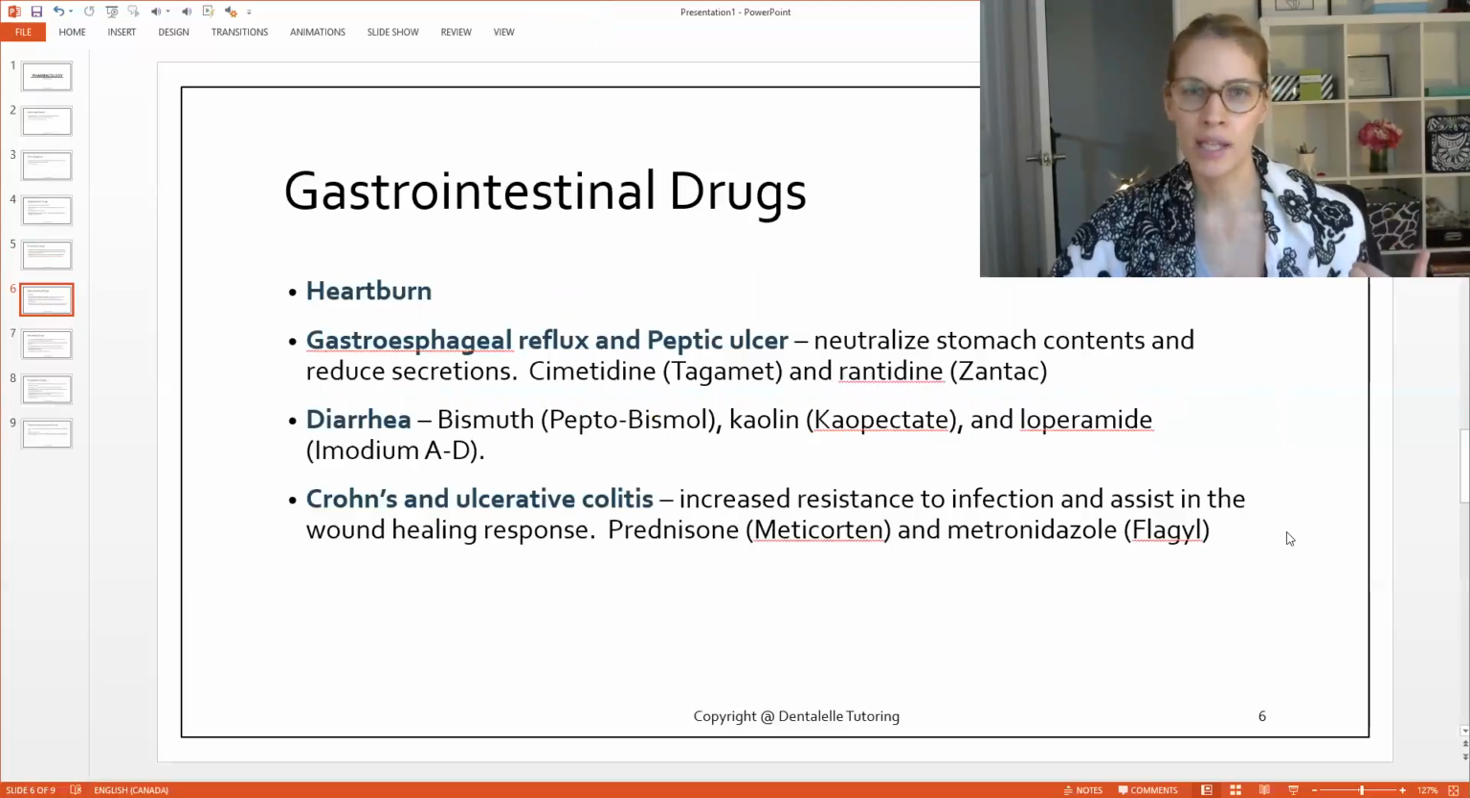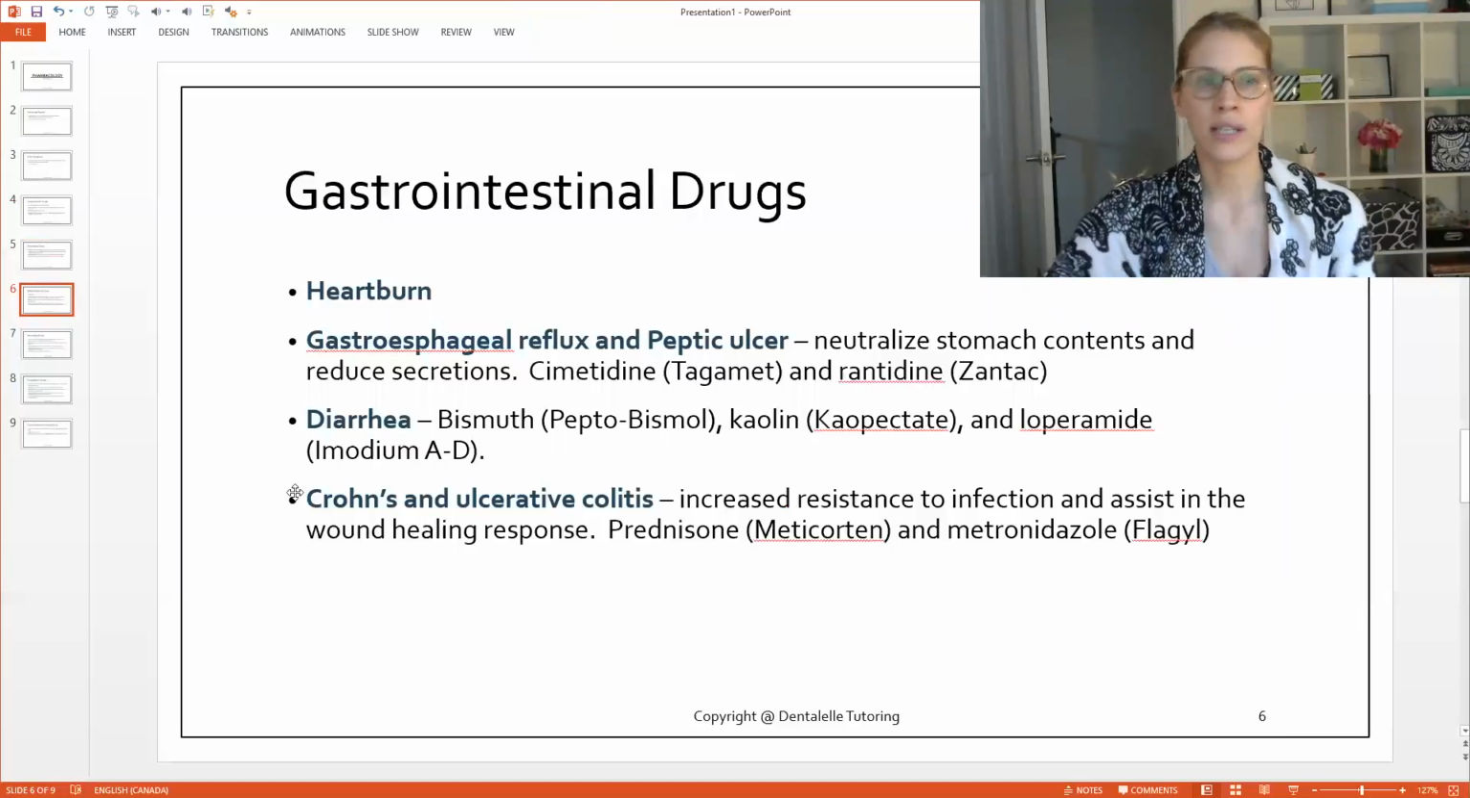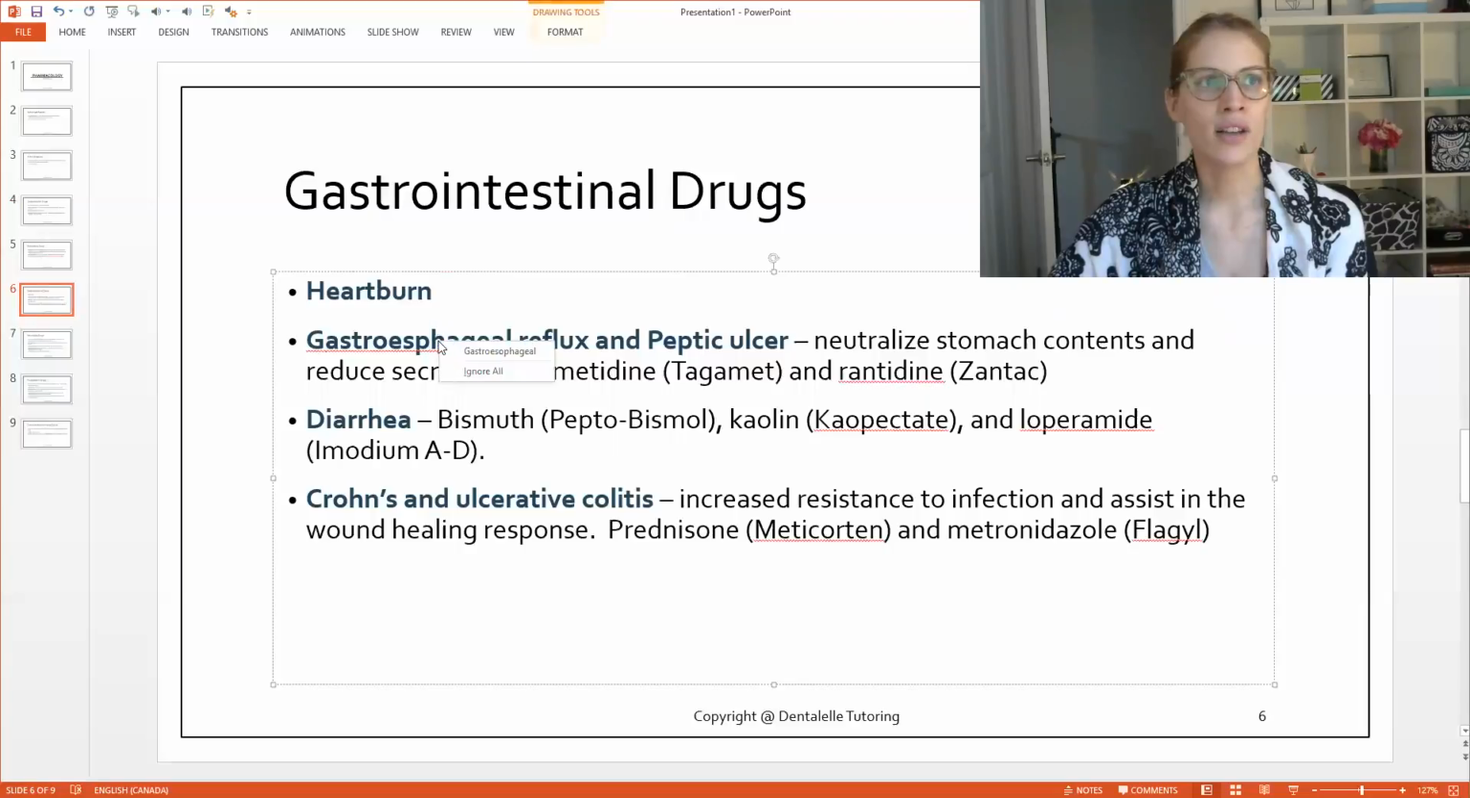In your younger patients though, like early 20s, early 30s, I find Crohn's and ulcerative colitis are becoming more and more common, unfortunately, which is horrible because that would not be a nice thing to have, right? So the different categories are heartburn. You have the gastroesophageal reflux and peptic ulcer type.